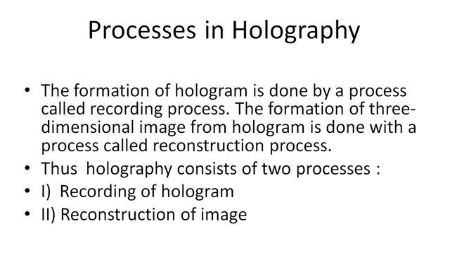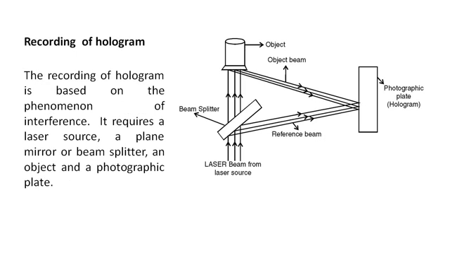Processes in holography. The formation of a hologram is done by a process called the recording process. The formation of a three-dimensional image from a hologram is done with a process called the reconstruction process. Thus, holography consists of two processes: recording of hologram and reconstruction of image. Let us discuss these two processes one by one. The first one is recording of hologram.